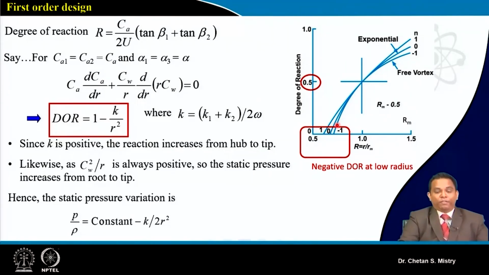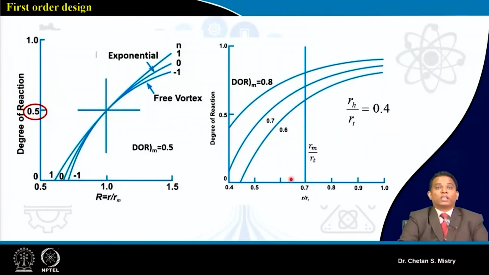Now if this is known to us, you will say this design we are discussing, where our degree of reaction at the midsection we have assumed to be 0.5. And since we are assuming this to be 0.5 for all exponent designs, what we have realized is that my degree of reaction will go negative near the hub region.